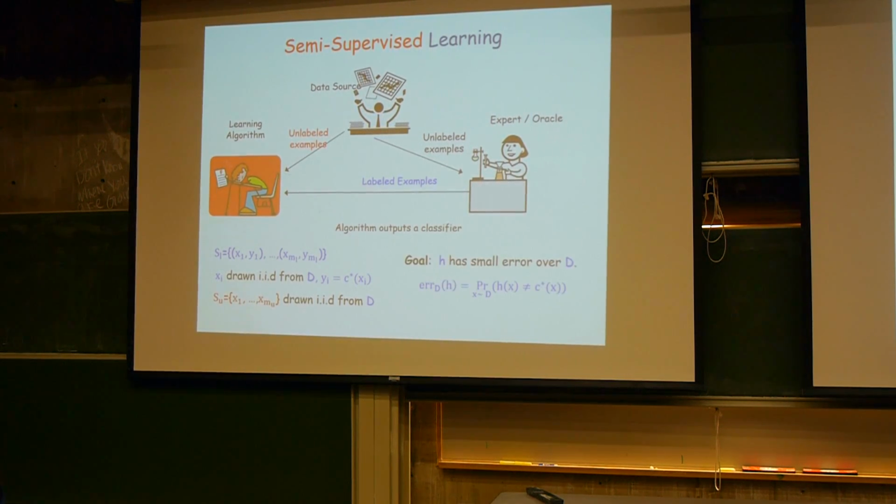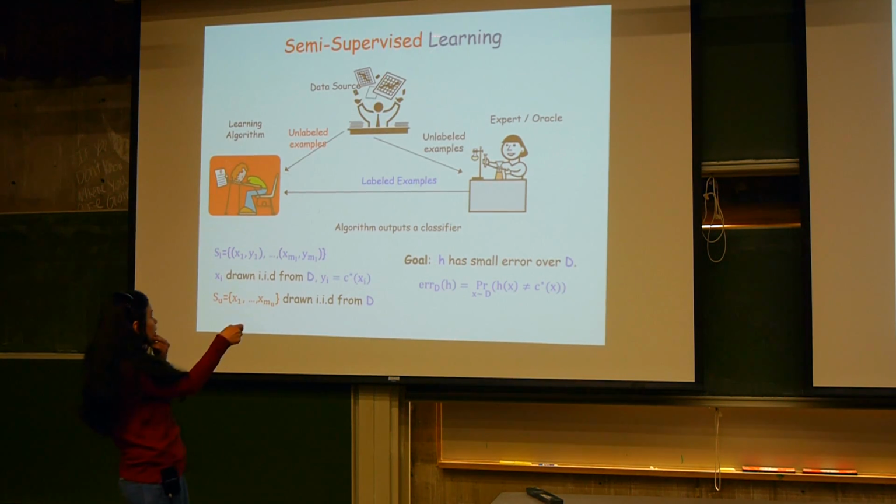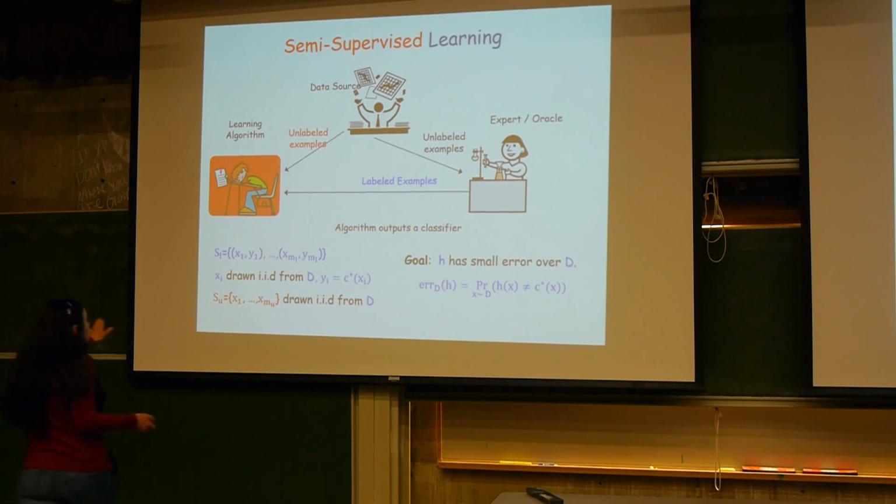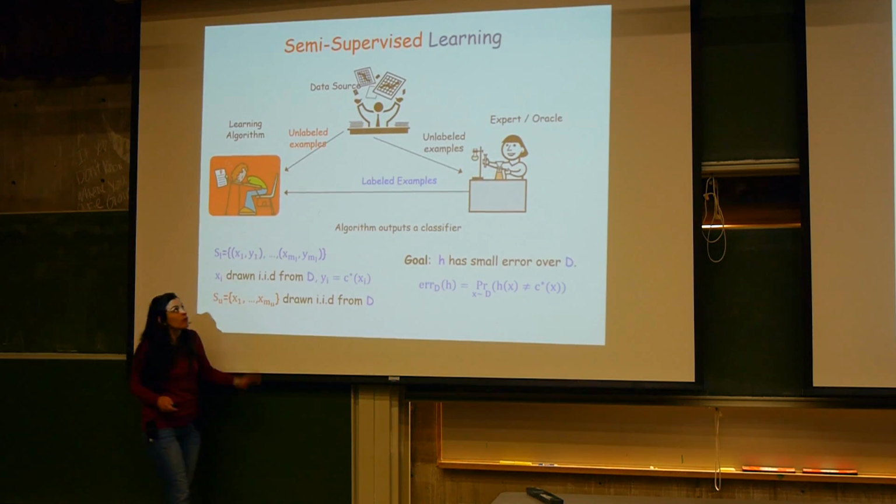Okay, and the goal is the same as before, to find the classifier that has small error rate. Right? So I mean, you want to find the classifier that has a small error rate with respect to points that come from the same underlying source. But the question is, can you use unlabeled data? Can you leverage unlabeled data somehow in order to achieve your goal and do better than if you only looked at the labels? Okay, so that's semi-supervised learning.